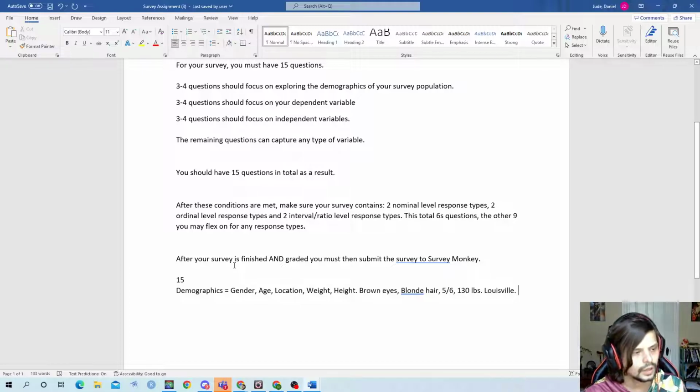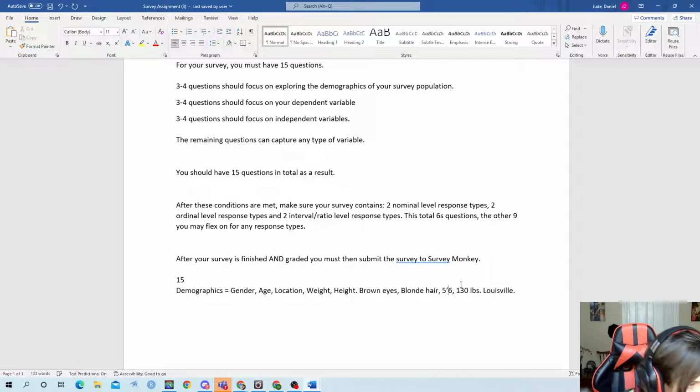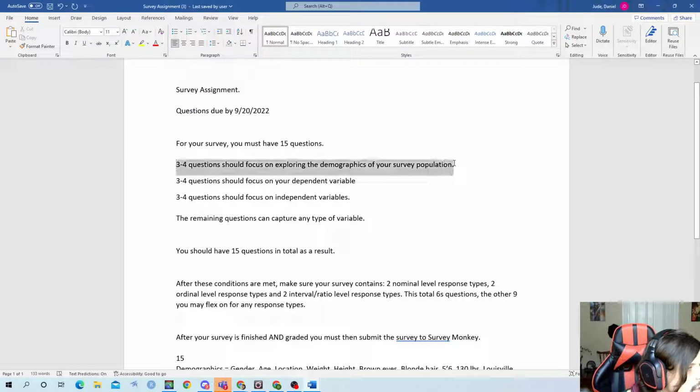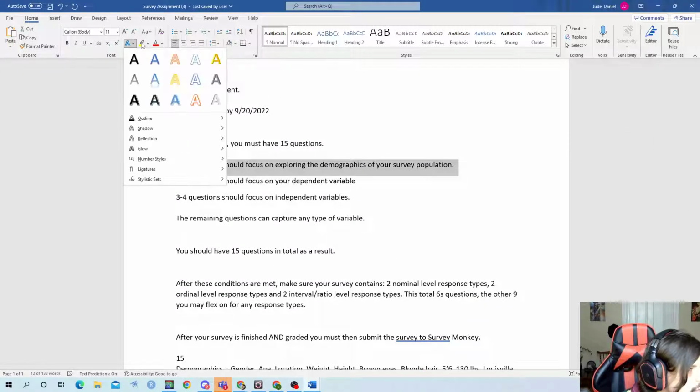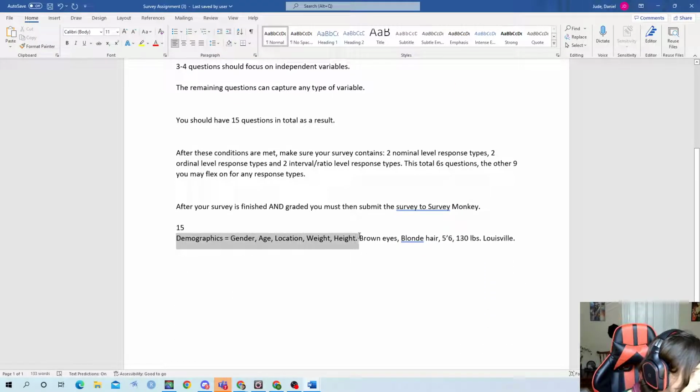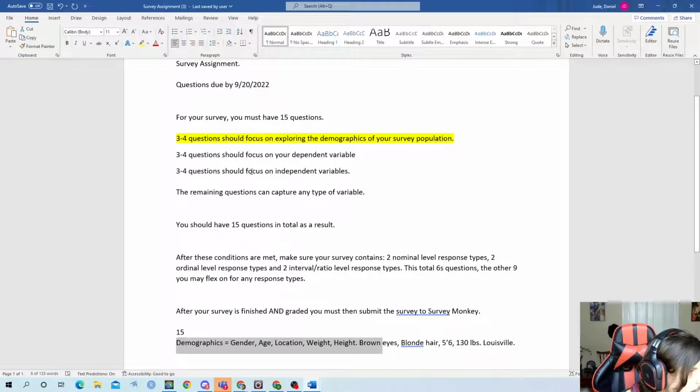Okay, and let me go change that because I typoed that. And that's basically what you're going to focus on. So for these 3 to 4 questions right here, focus on questions like this: gender, age, location, weight, height. And the bonus part is, well, I'll tell you the bonus part when we get down here.